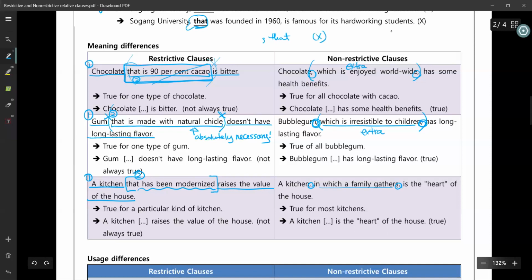Now, some people might be thinking, 선생님 여기 in이 왜 붙었나요? Don't panic. You can say a kitchen which family gathers in. You can put it here too. Just don't forget, you need to put comma, comma. And because we're using a comma, we cannot use that in this case. Same thing with the other sentences. We cannot use that. Nope. Okay?